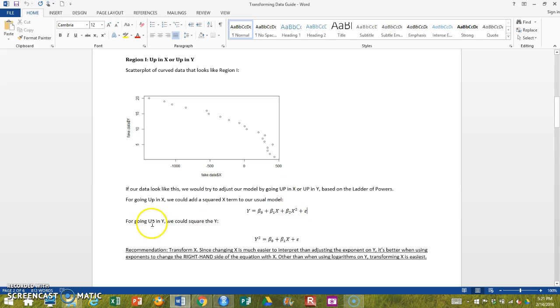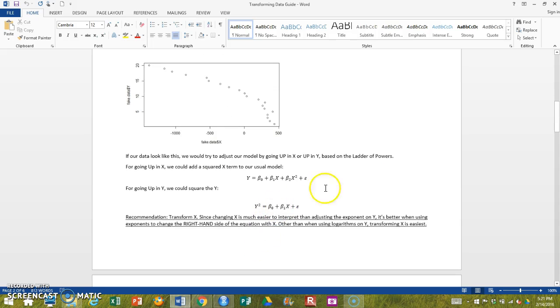Or for going up in y, we could just make this y squared. For interpretation purposes, it's much easier to interpret my coefficients if I just have a square term over here, instead of having a y squared and having to take the square root of everything to make this in terms of y. There's a lot of mathy stuff going on here.